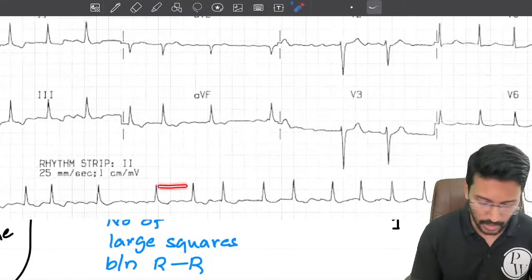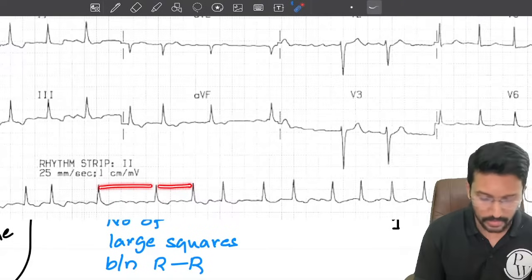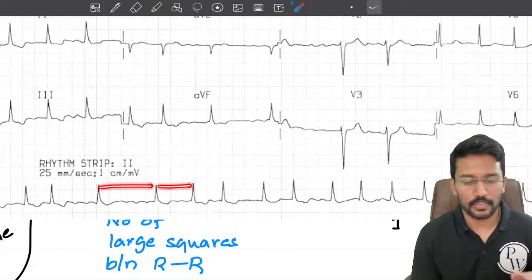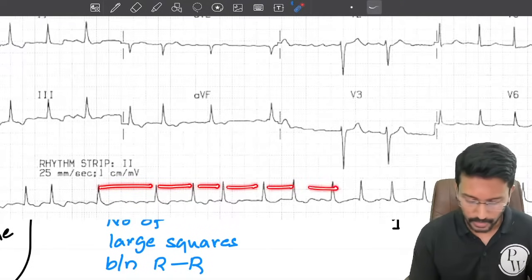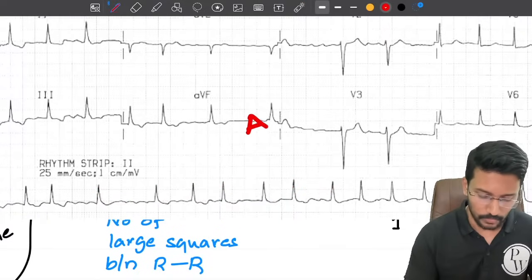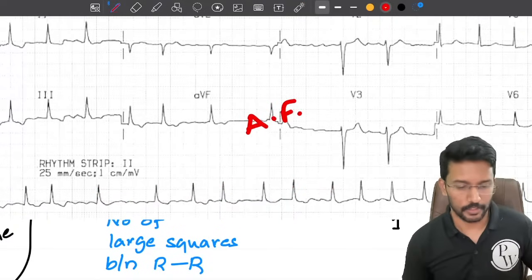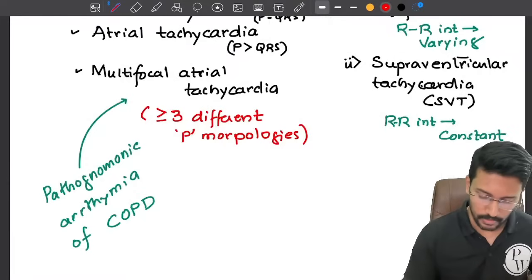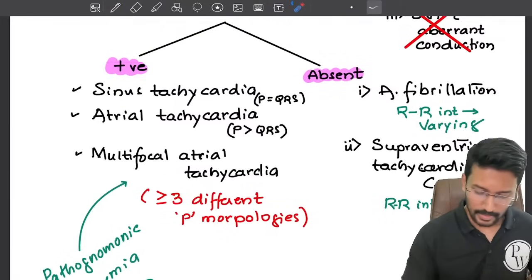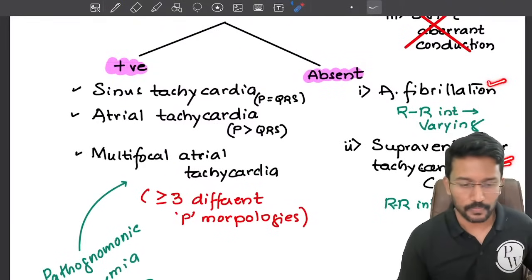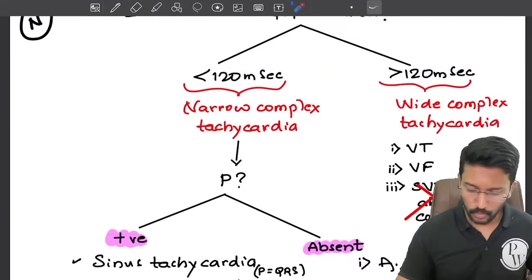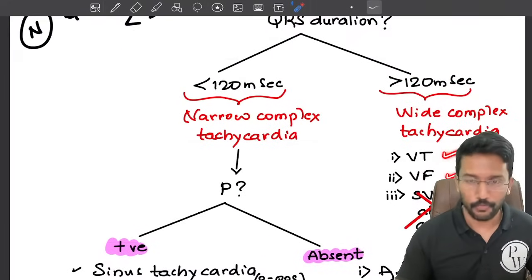And what is happening to the RR interval? Look here and look here. The RR interval is not constant, it is varying from beat to beat. RR interval is varying, so that means this is a case of atrial fibrillation, right? So now we have learned how to recognize atrial fibrillation and supraventricular tachycardia. Next we will learn how to recognize VT and VF.